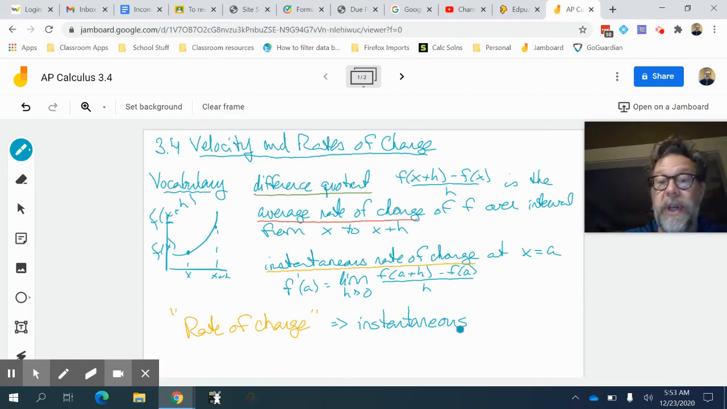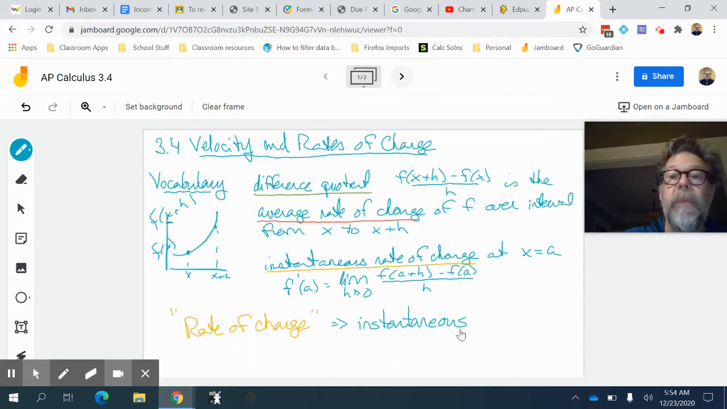So we take the limit as h goes to 0, and we say that that's the derivative, f prime, however you want to look at it, but we're taking some specific value of x, x equals a, and taking that limit. When we say rate of change, we imply instantaneous. So anytime you see the words rate of change, it means instantaneous. If we want the average rate of change, we will say find the average rate of change, as opposed to just find the rate of change.